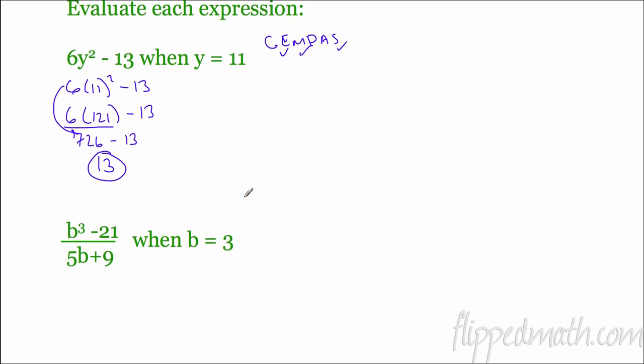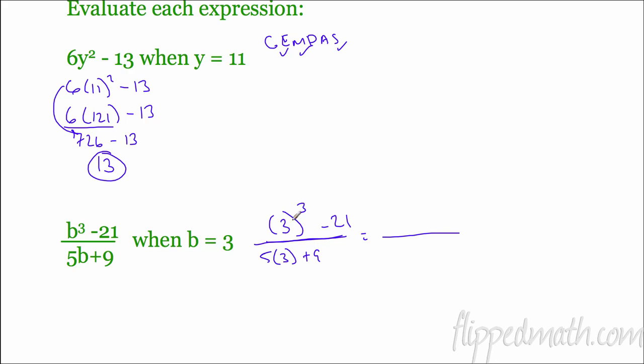Look at this one when b is 3. So 3, because I have b to the third minus 21 over 5 times 3. Remember, a letter times a number and a variable, that's times, plus 9 equals. So now I have this grouping symbol right here. This is one of those shortcuts that I don't mind you doing. I'm going to simplify the top and the bottom in the same step.